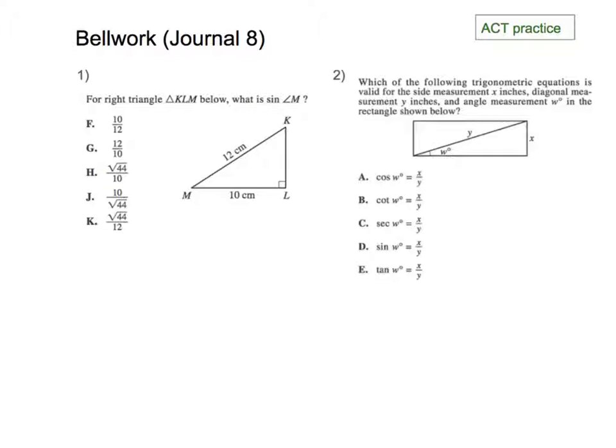So if you remember SOHCAHTOA, for sine, it's opposite over hypotenuse. In this case, they want to know the sine for M. M is right here. If you want to know the sine of M, that means this is going to be your opposite over hypotenuse. Whatever this value is, that's opposite, and this is the adjacent, this is the hypotenuse. So we know that it's something over 12. We need to figure out what this side is.